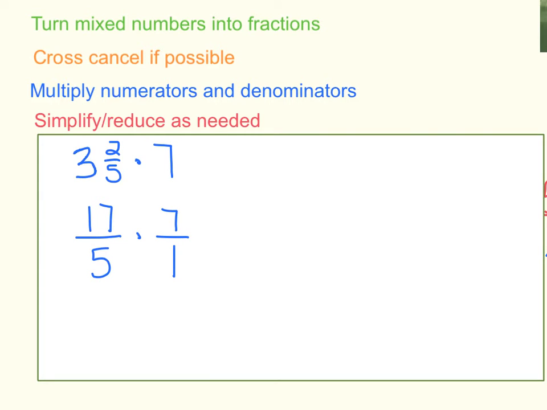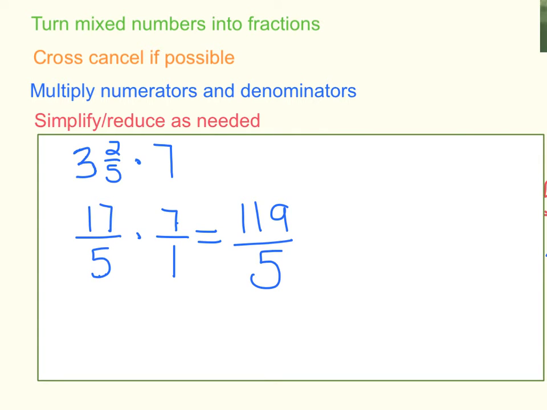Now I check to see, can I cross cancel? There is no number that divides 5 and 7, and they can't divide each other. I can't do anything there. And I look at 17 and 1. Nope, nothing I can cross cancel. Well, we tried this step, but it looks like we're going to have to go ahead and multiply those numbers anyway. That means our product is going to be 119/5.